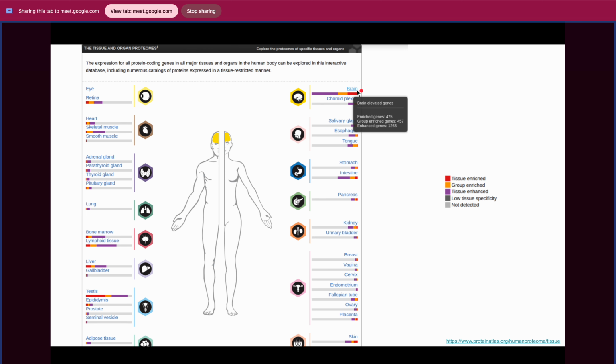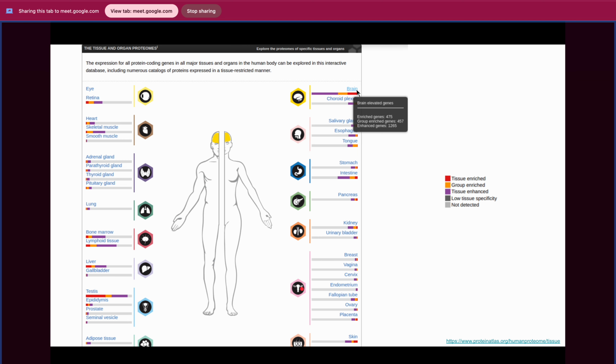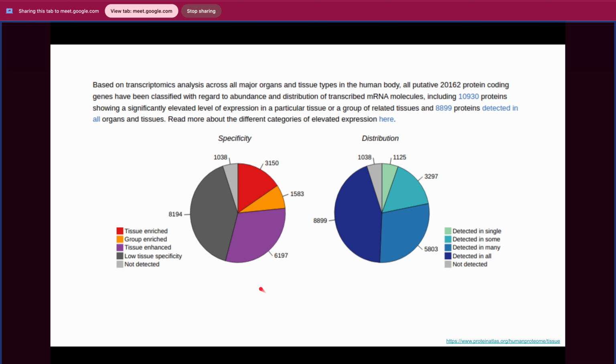For example, if we want to explore which genes are present in brain, we can simply click on this brain option. If you do not click and just keep your cursor on brain, it will tell you how many brain elevated genes are present. Out of them, the enriched genes are 475, group enriched genes are 457, and enhanced genes are 1265. If you want more information on what these genes are, you can click on it and it will redirect you to those genes. But as of now, we are not clicking on that. We'll see it in the later part. Now, if you scroll further down, it will tell you how the genes are distributed at the level of the tissue specific data set.